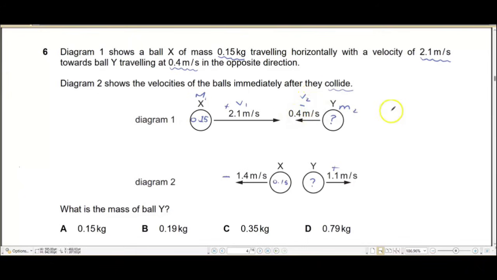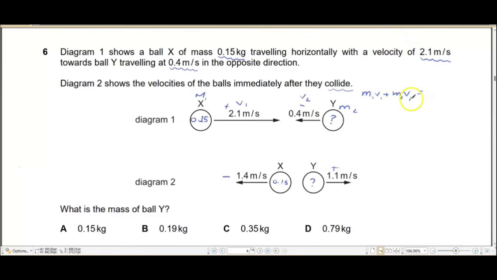v2. Since it's a question related to the momentum before and after the collision, we are going to take help from the law of conservation of momentum, which states that the momentum before and after collision is conserved. So what we are going to write is m1, the mass of the first ball, with its velocity v1, that is the initial velocity, and then mass 2 and its initial velocity.